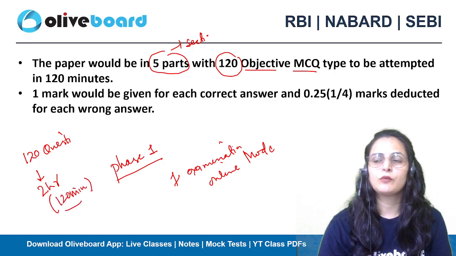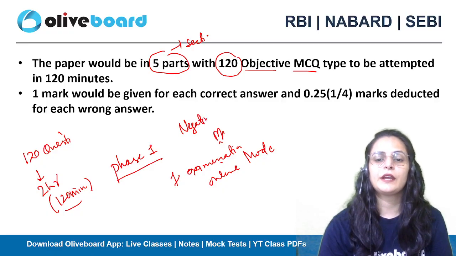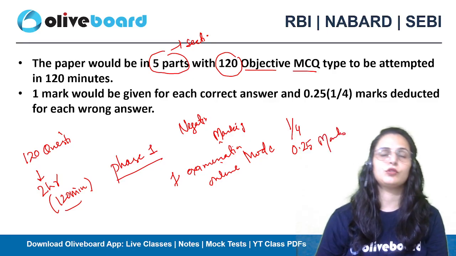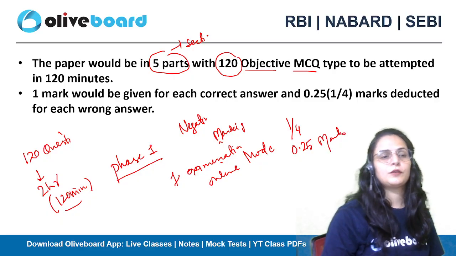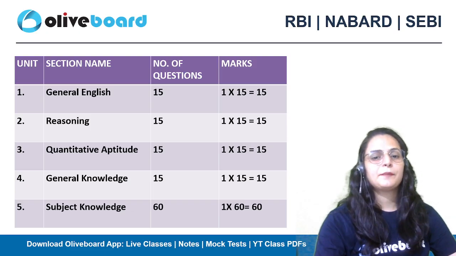Now the doubt that most students have in their mind is whether there will be negative marking. Yes, there will be negative marking for every wrong answer that you attempt. 1 by 4, or 0.25 marks, will be deducted. So make sure while attempting the questions that you avoid negative marking. Okay. Now let's talk about the exam pattern.